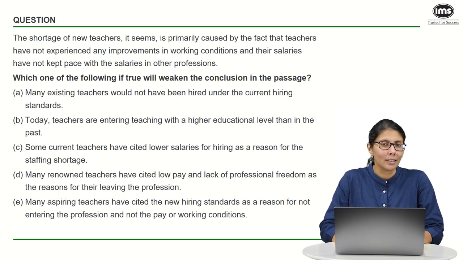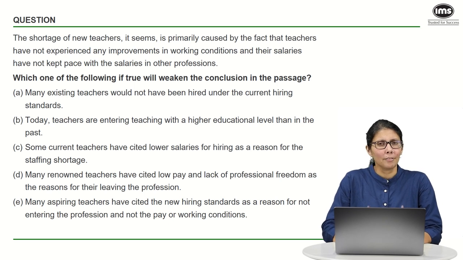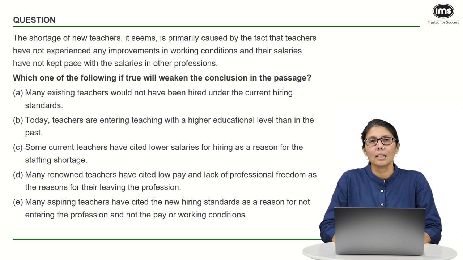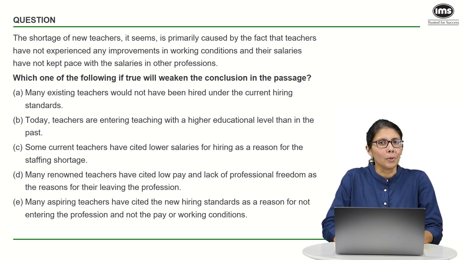As you can see, this involves weakening the conclusion. But in order to weaken the conclusion, we need to know what the conclusion is in the first place. It's a fairly simple argument. It's attributing the shortage of new teachers to some specific factors, such as working conditions and salaries. So how would we weaken it?